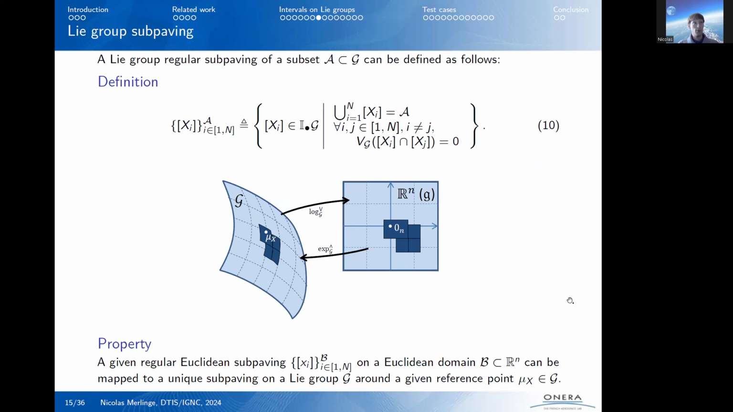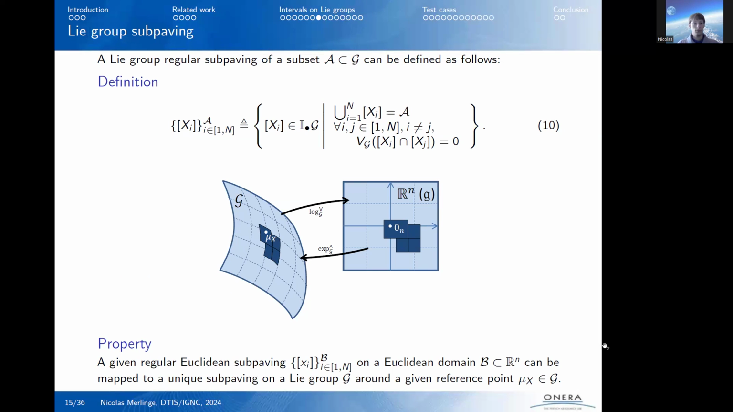And using this property, we can now define subpavings that are a finite union of boxes that cover a given domain without overlapping. And we can show that given a regular subpaving in the Euclidean space, and given an origin reference point in the group, we can project the Euclidean subpaving to the group, and we have a unique paving in the group from the Euclidean space for both left or right side convention.